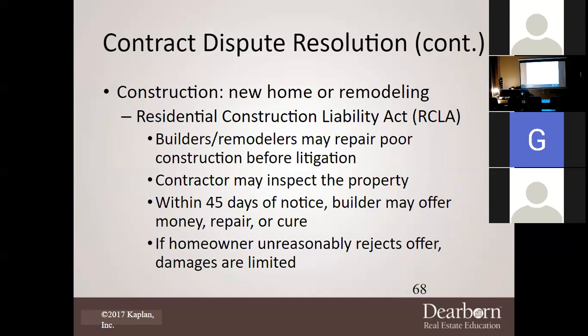And if the homeowner unreasonably rejects the offer, then the damages are going to be limited. Sometimes you'll actually have that. The builder will go in, they'll build a house, and the homeowner is expecting a brand new house. Tear this one down and put a new one up. It doesn't work like that. Okay? It ends up in the situation that the homeowner, if they are going to be unreasonable in their request, their damages are going to be limited.